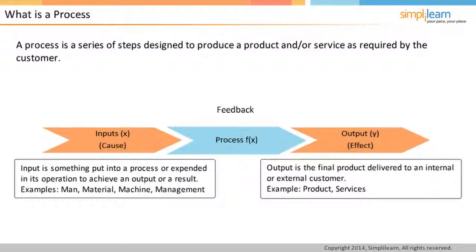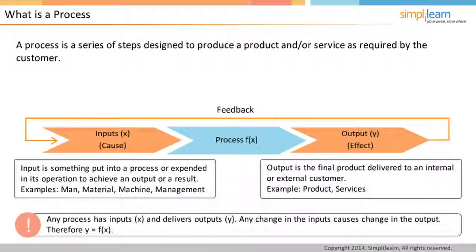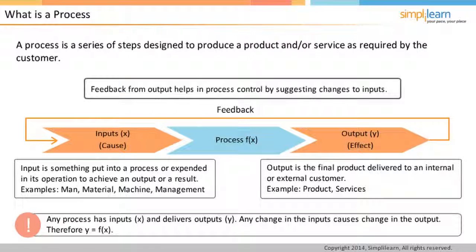The most important aspect of the process is the feedback. As can be inferred from the image, any change in the inputs causes change in the output. Therefore, Y equals F of X. Feedback helps in process control because it suggests changes to the inputs. Let us learn about the process of Six Sigma in the next screen.